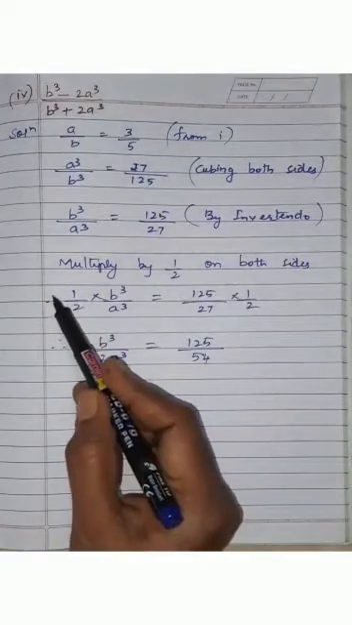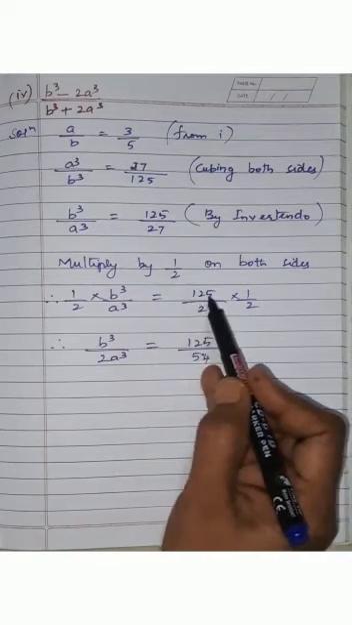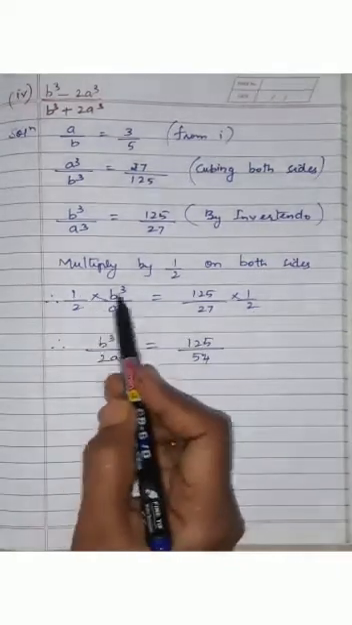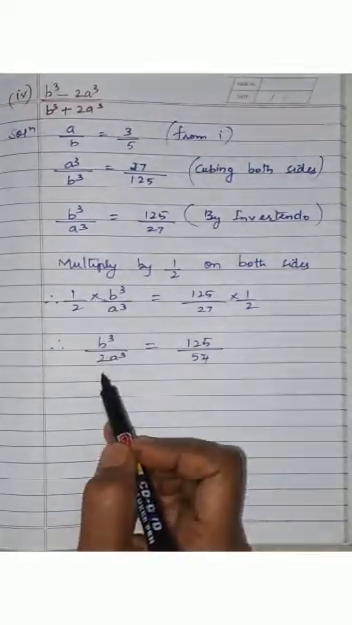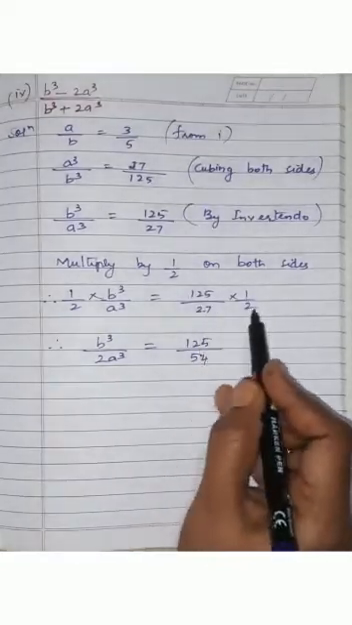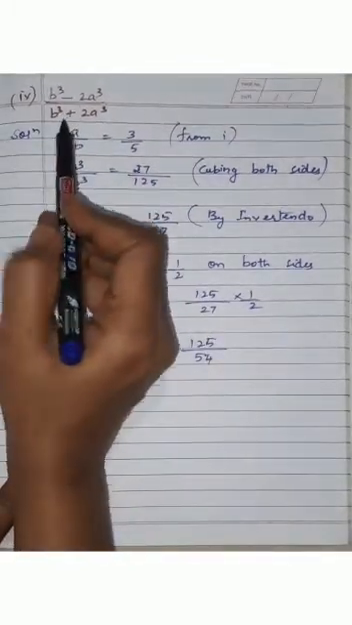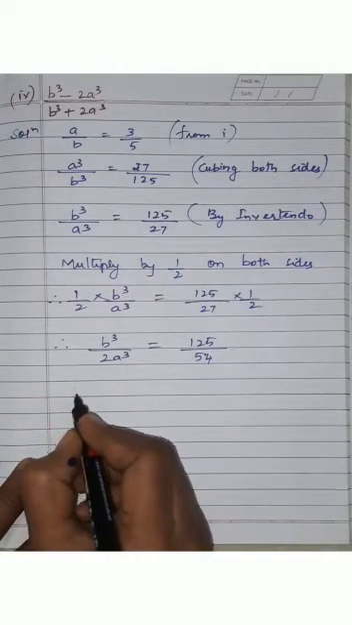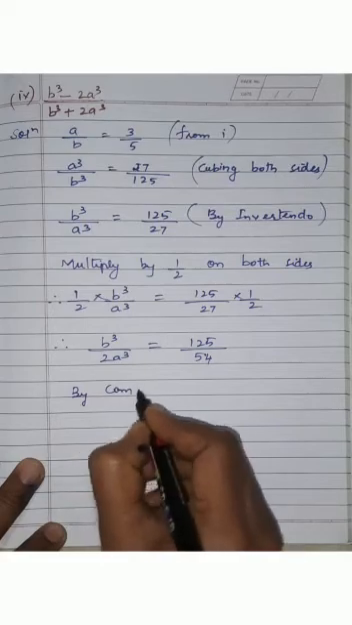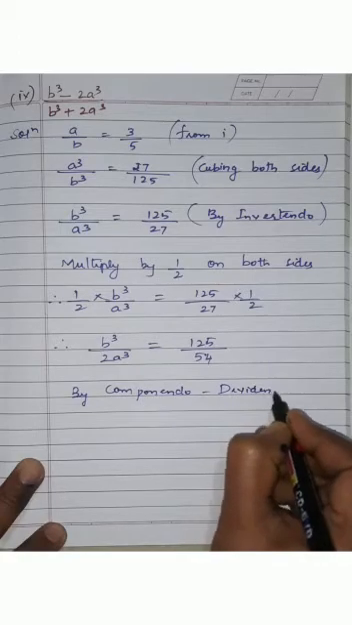When we multiply, we get 1 upon 2 multiplied by b cube upon a cube is equal to 125 upon 27 multiplied by half, that is 1 upon 2. So 1 into b cube is b cube, 2 into a cube is 2a cube, is equal to 125 upon 54, children. So now what do we have to do? Here we have minus and plus. So first, which property will we be having? Therefore, by componendo and dividendo, children.